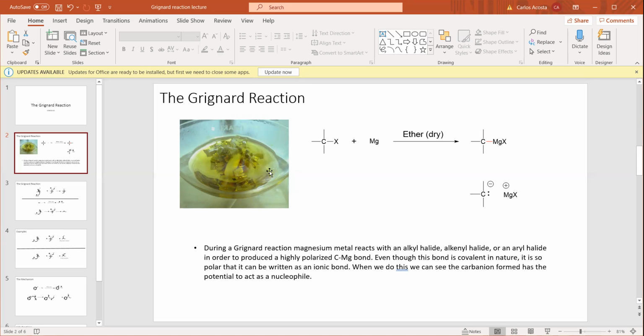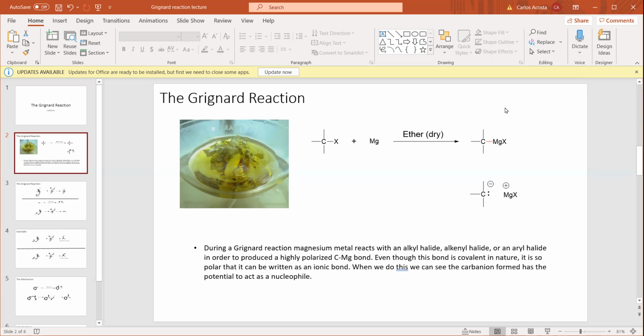And you can see a picture here on the left of the process taking place. You'll see these magnesium shavings with this solution that contains an alkyl halide in there. So what happens when we mix the two together is the magnesium will complex with the halogen on the alkyl halide, and the magnesium atom will insert itself between the halogen and the carbon and form a carbon magnesium bond. So it's a carbon metal bond.